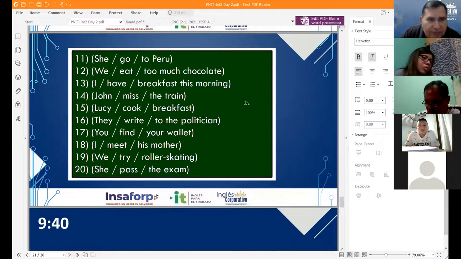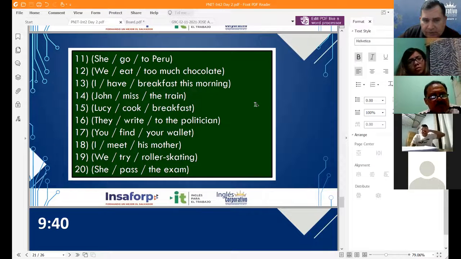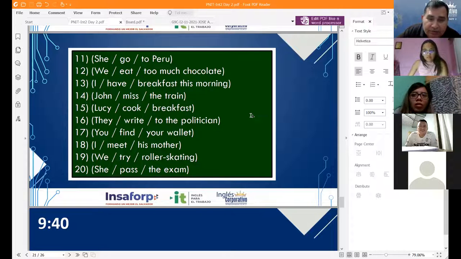11. She has gone to Peru. Number 12. We have eaten too much chocolate. 13. Teacher, this morning, no. I had breakfast this morning. Simple past. This morning is not anymore, so I finished. Okay, I had breakfast this morning.